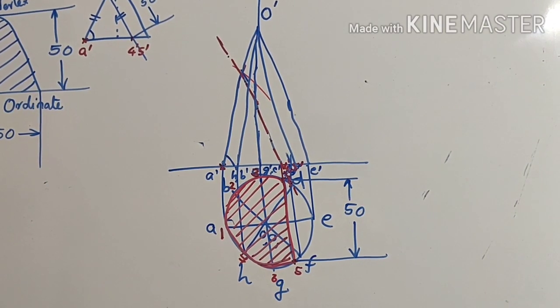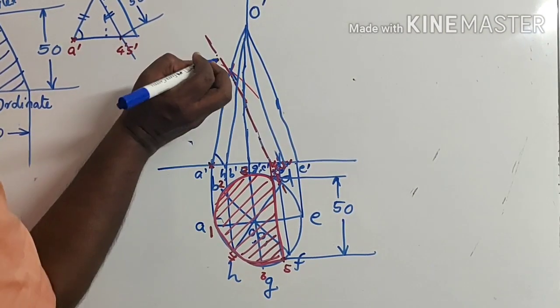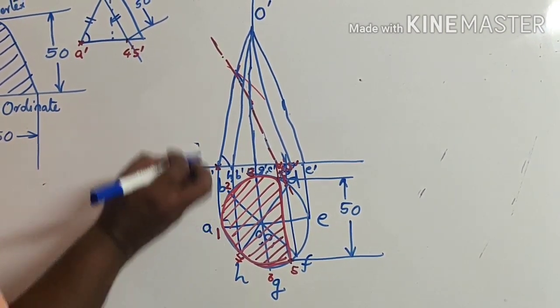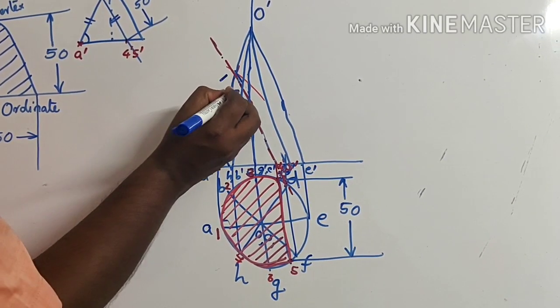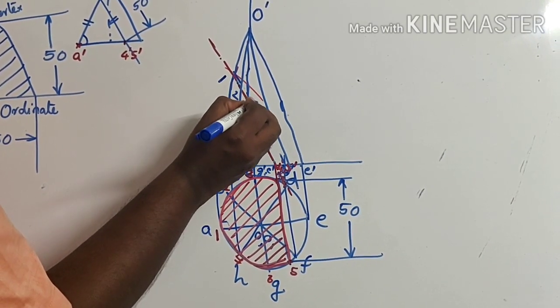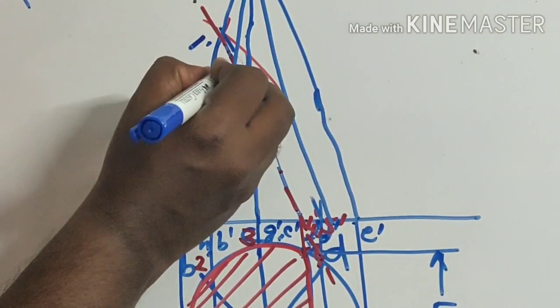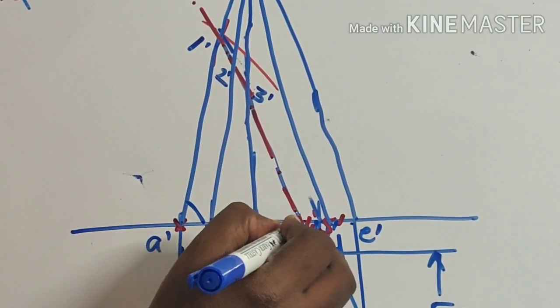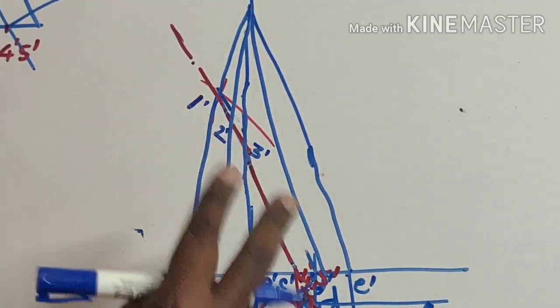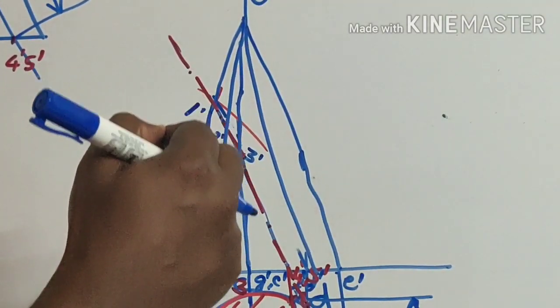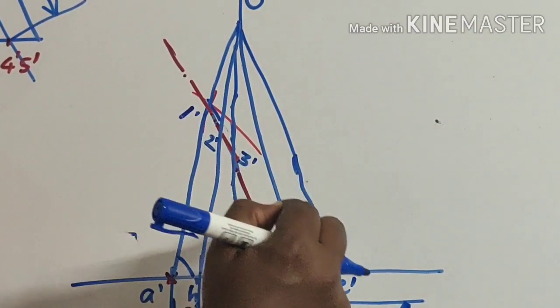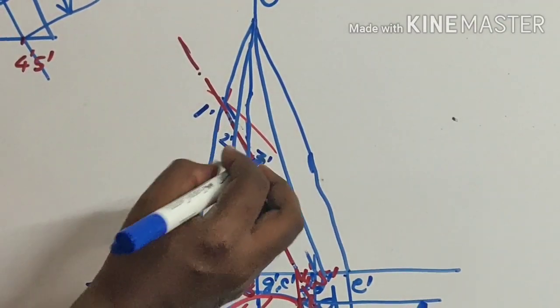Now we can draw the true shape. Before going to the true shape, you have to mark the points also. So this is 1, this is 2, 3, this is 4 dash, 1 dash, 2 dash, 3 dash, 4 dash already there. Again there is 5 dash, because at the base there will be one portion at the front and one portion at the rear part. That is 5 dash.